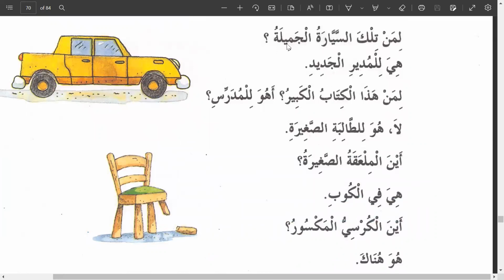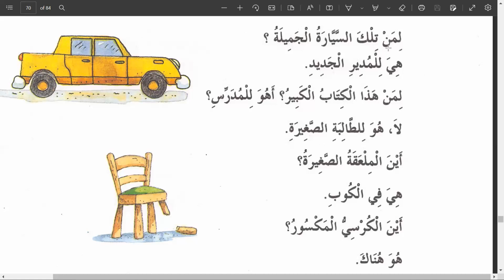Liman tilka sayyaratul jamilatu. Liman, what is li? Li is a harf, a particle. Li means for. Liman, for whom is that? For whom is that beautiful car? Excellent, excellent.